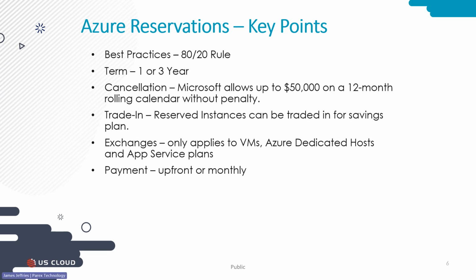And then the other thing we wanted to mention, payment can be upfront. So if you're doing a 1 year RI, you can pay that whole year upfront, or you can pay it monthly. Same applies for a 3 year. There is no savings discount or additional savings discount for paying upfront versus monthly.